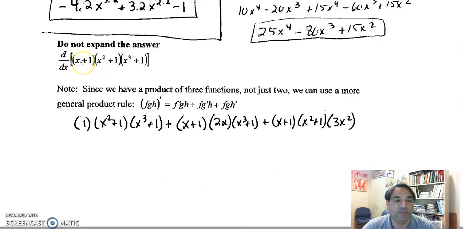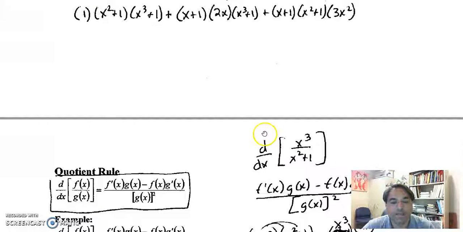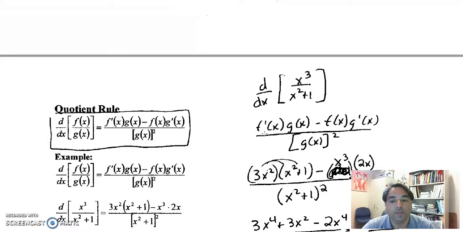So in this case, notice the derivative of x plus 1, derivative of 1x is 1, derivative of 1 is 0. Then you leave the other two alone, plus leave the first one alone. The derivative of the second, the derivative of x squared plus 1 is 2x, because the derivative of 1 is 0. Leave the third one alone. Then the third time, leave the first one alone, leave the second one alone, and the derivative of the last one, the derivative of x to the third is 3x squared, and the derivative of 1 is 0, and then you could simplify. Okay, so that would be product rule. Next we're going to learn quotient rule, but practice product rule.